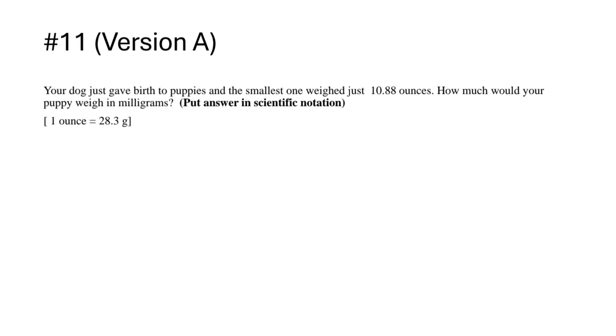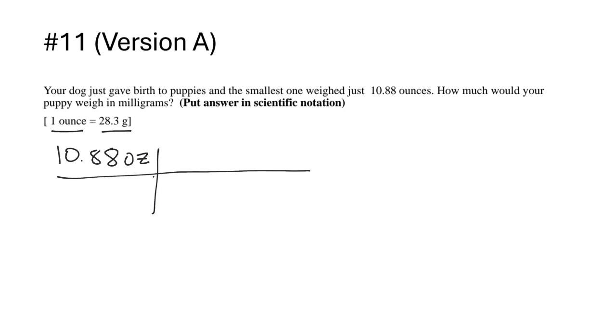We're going to start with 10.88 ounces. Okay. And then we're going to put in the conversion factor. So we have to put the ounces down at the bottom, and then we put the 28.3 grams. So that's one conversion factor we've used.